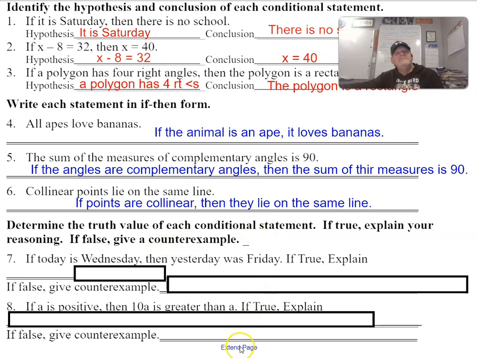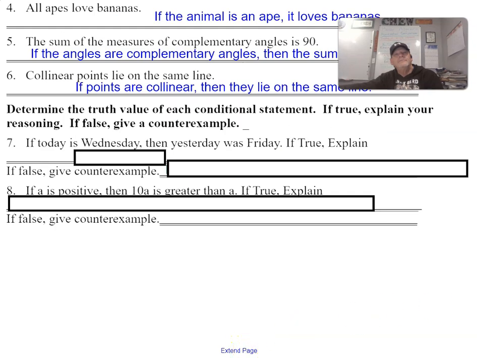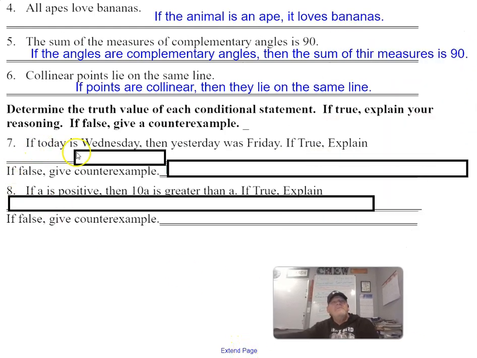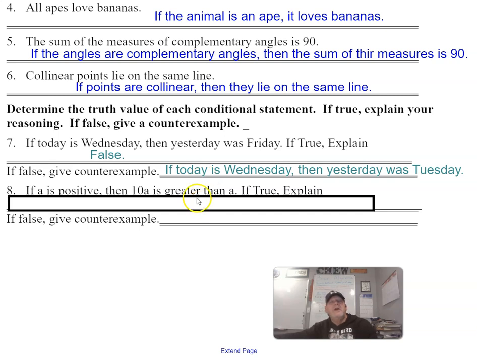Number 7, if today is Wednesday, then yesterday was Friday. We're to determine the truth value of each conditional statement. If true, explain your reasoning. If false, give a counterexample. So if today is Wednesday, then yesterday was Friday. That is false. Why? Here's a counterexample. If today is Wednesday, then yesterday was Tuesday.